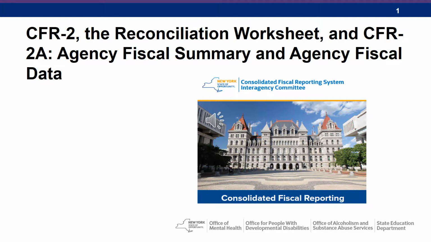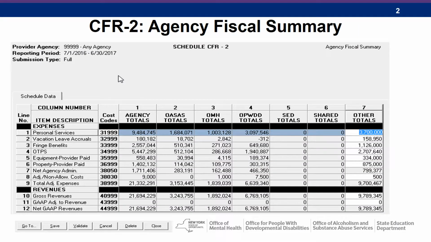This module will provide a basic understanding of Schedules CFR2 and CFR2A, Agency Fiscal Summary and Agency Fiscal Data. The first slide is a screenshot of the CFR2 from the CFRS software. The CFR2 captures the expenses and the revenues for the entire agency from the CFR1 input, combined with the manual entries reported in column 7 of the CFR2.